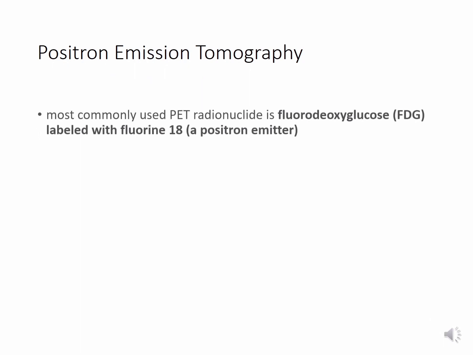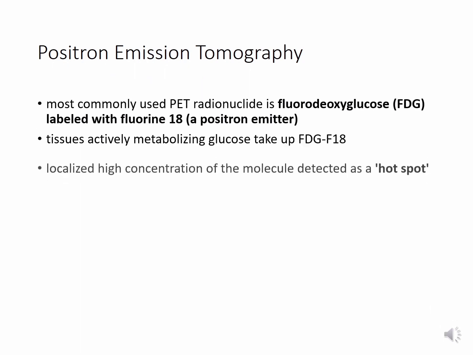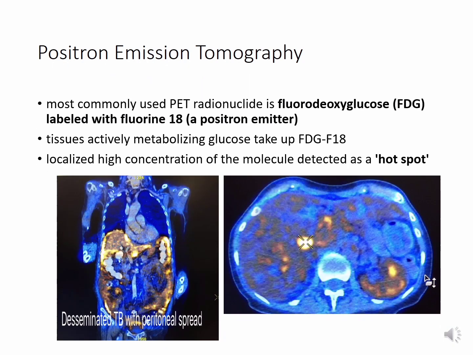So the most commonly used PET radionuclide is fluorodeoxyglucose, labeled with fluorine-18, which is the positron emitter, in which tissues that are actively metabolizing glucose, such as in tumor or infection, take up the FDG F18. The localized high concentration of the molecule, detected as a hotspot, is suspicious for a pathology.